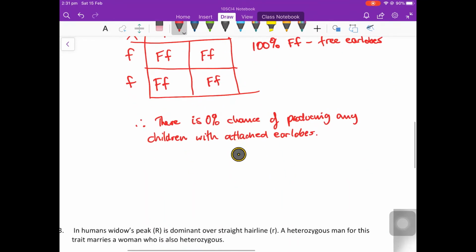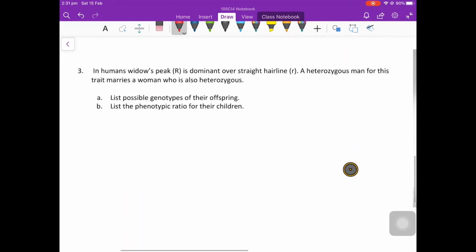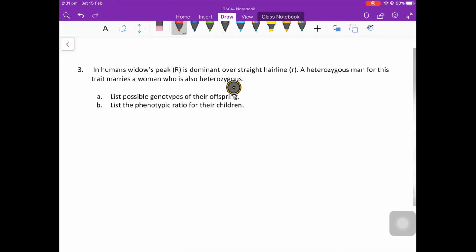Let's move on to another question, question 3. So it says, in humans, widow's peak, capital R, is dominant over straight hairline, lowercase r. A heterozygous man for this trait marries a woman who is also heterozygous. List possible genotypes of their offspring, and then list the phenotypic ratio for their children.